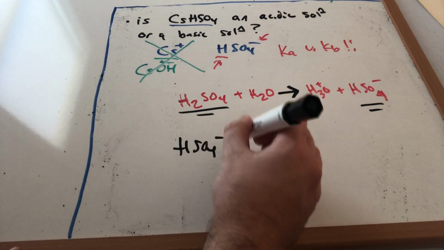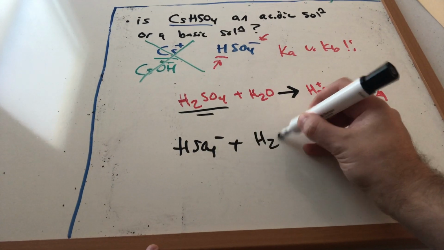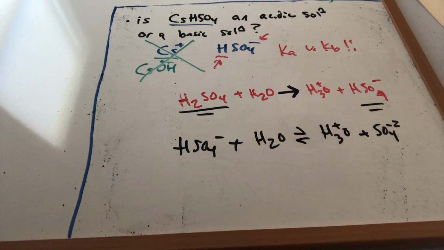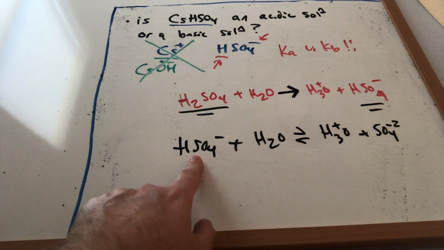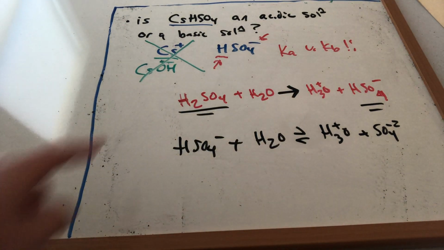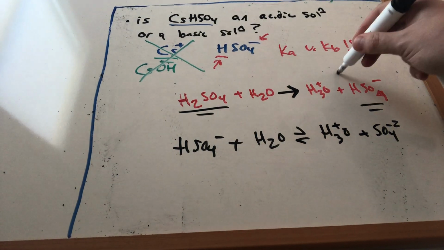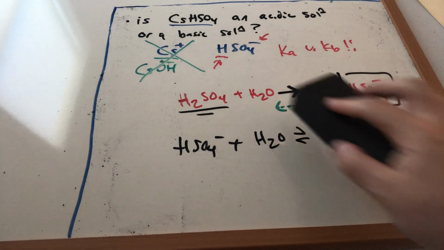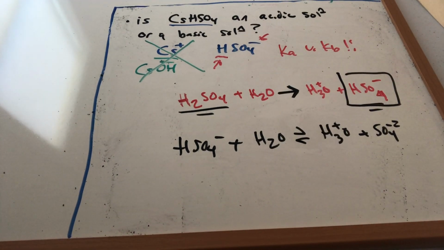Well, what does HSO4 minus do? HSO4 minus can react with water to make H3O plus and SO4 2 minus. This is a double arrow, indicating that this species is weak in this process. This is a single arrow, which indicates that this is strong. HSO4 minus does not have any basic qualities. If it did have any basic qualities, what do we know would happen? We would have a double arrow there, but it's not there. So it does not act like a base at all.